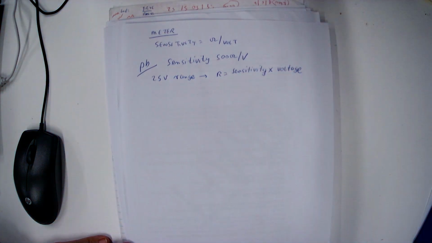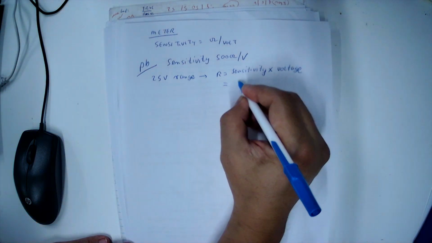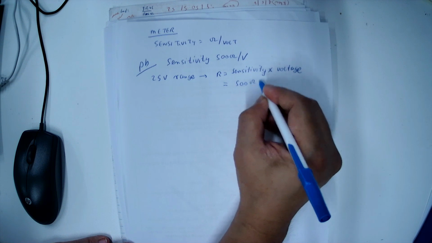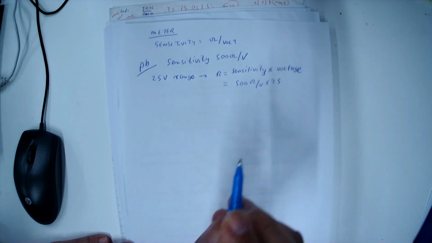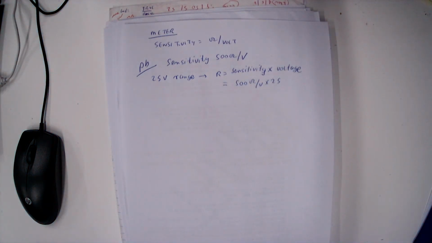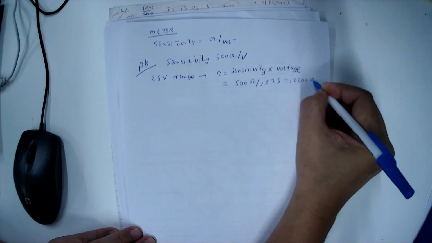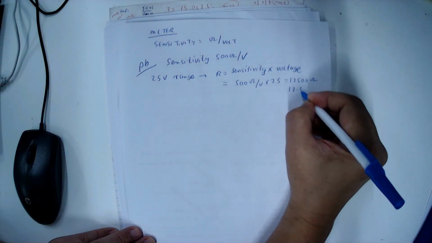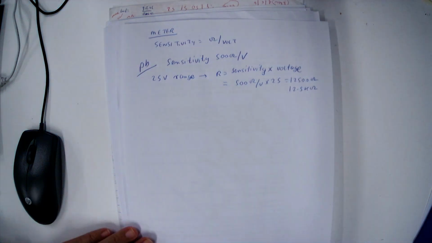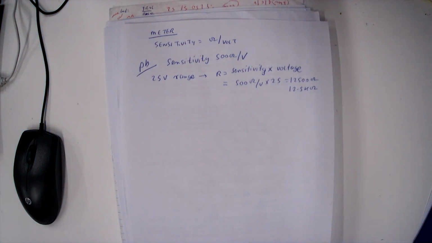Sensitivity multiplied with voltage. So sensitivity 500 ohm per volt, voltage 25. So 500 multiplied by 25, we get the meter resistance: 12500, so that will be 12.5 kilo ohm. So to measure the 25 volt range, the meter resistance is 12.5 kilo ohm.